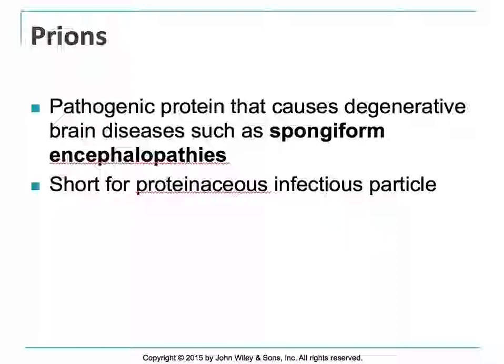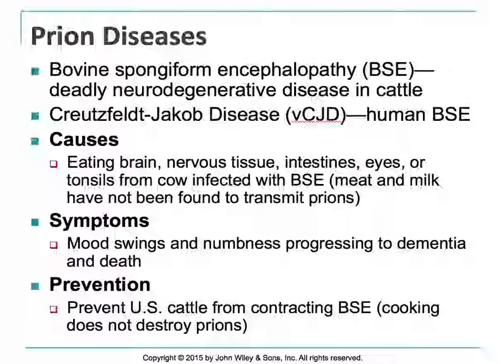But prions aren't an organism like a bacteria, and they're not a virus. They're a protein. But the reason why I say that you've probably heard of them is because prions are what causes mad cow disease, otherwise known as bovine spongiform encephalopathy, or BSE. It's a deadly neurodegenerative disease in cattle. So mad cow disease is actually caused by a prion, by that protein.